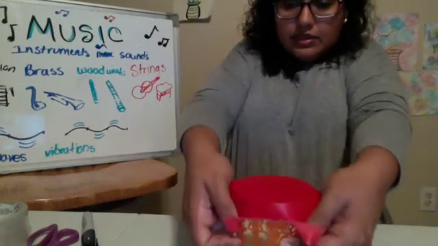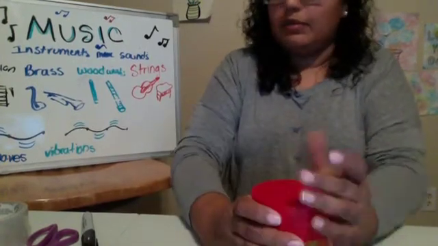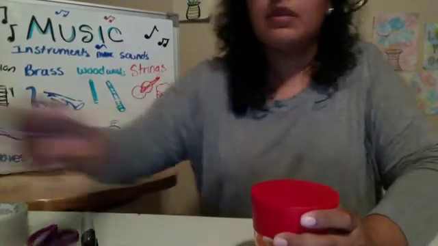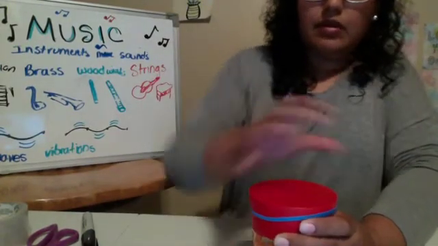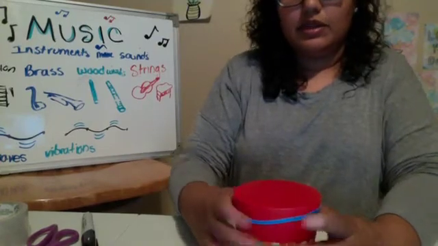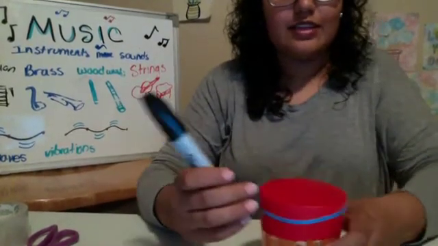And you place it on top of your cup. Try to stretch it as far as you can because that will make the sound of the drum. Again, you grab a rubber band and you wrap it around. Okay? The rubber band helps the balloon stay in place. And again, you get different sound waves.